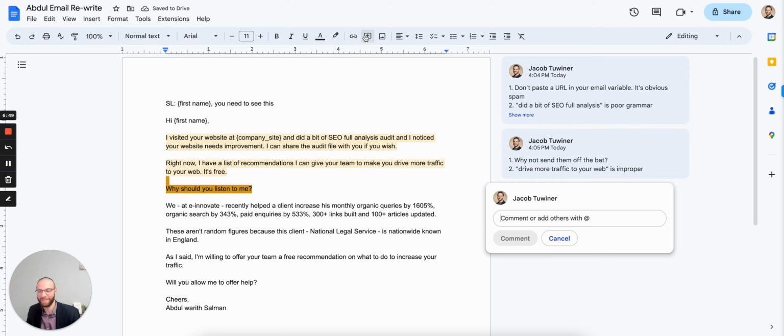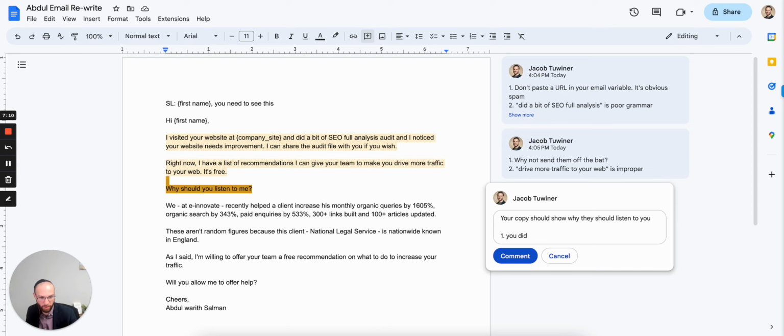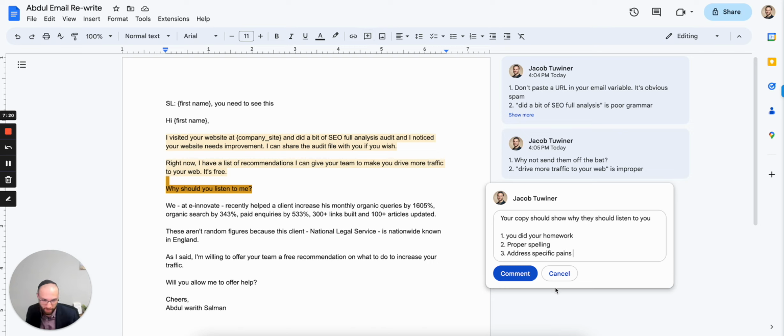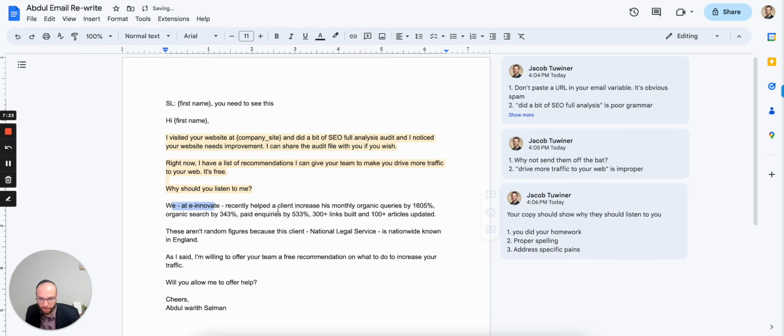This is hilarious because the first 2 sentences are enough for me to not want to listen to you, and now you're trying to prove that you are credible. Really, your copy should show why they should listen to you: you did your homework, proper spelling, address specific pains, which you didn't do here. So anyway, "we at eInnovate recently helped a client increase his monthly organic request by 165%," blah, blah, blah, blah.